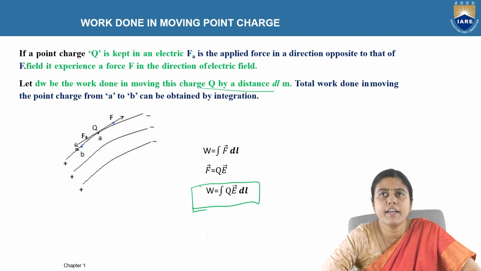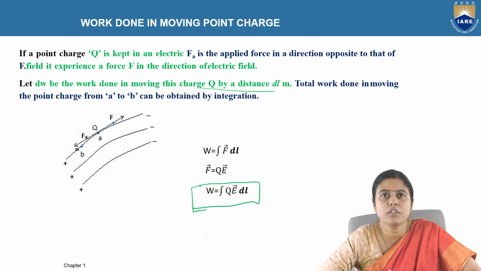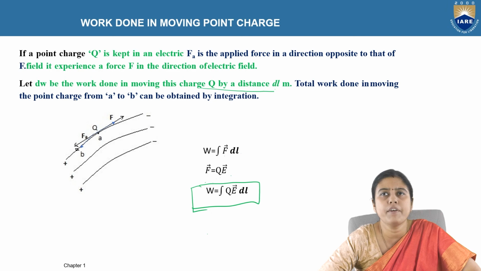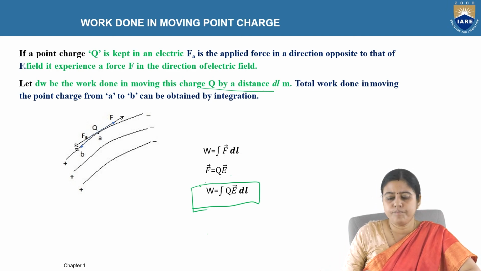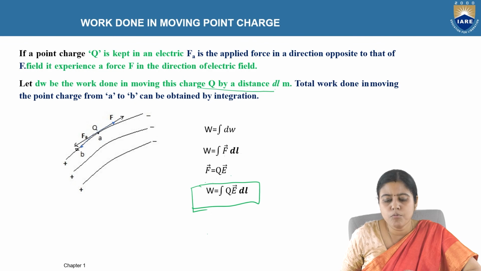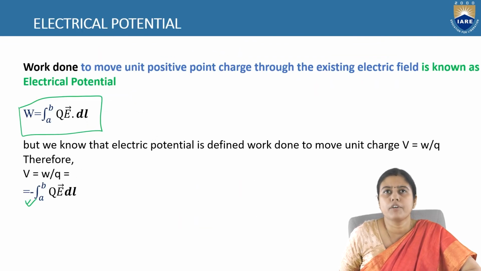So one quick recap of today's class. We have discussed what is electric field and what is electric field intensity. Then we have discussed the different types of charge distribution. After that, we discussed the work done in moving a point charge. And we have also discussed what is electric potential.